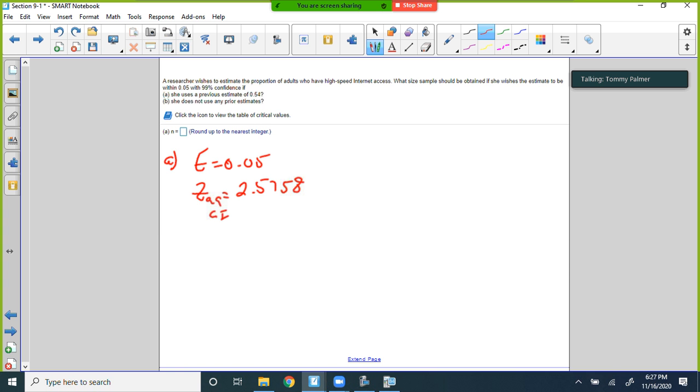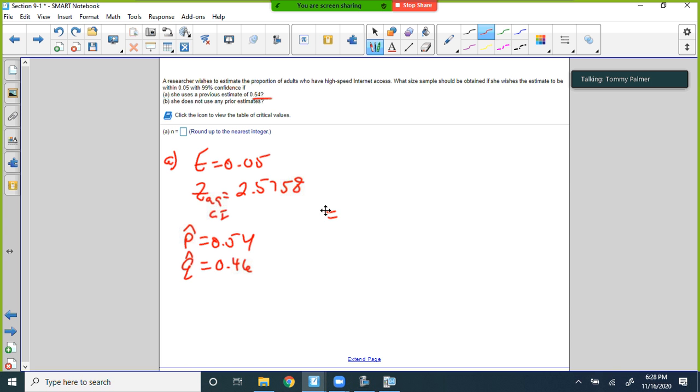Okay, now P hat is 0.54, right? Boom. So P hat's 0.54. Q hat would be what? How much? 0.46, right? Yeah. I transposed that on my notes. It's Q hat because we're talking about P hat, right? Yeah. All right. So what is this?